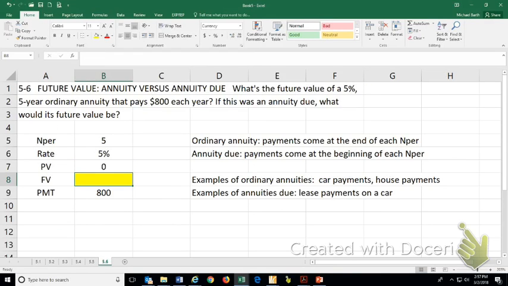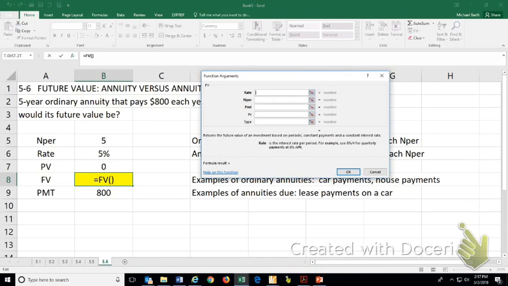Well, let's go ahead and do this. Equals future value, open parens, rate, number of periods, PMT, present value. And you see up here in Excel where it says type. Type is a value representing the timing of the payment. Payment at the beginning of the period is 1, payment at the end is 0 or omitted. So the default is an ordinary annuity, but if you put a 1 in there, it's going to change the answer to an annuity due.